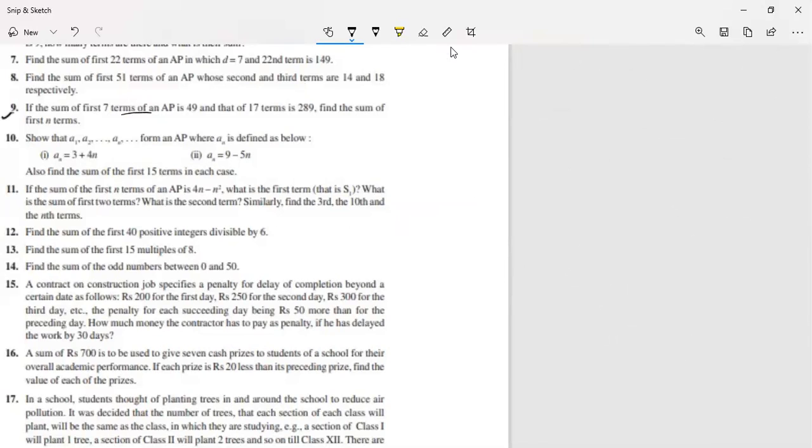Find the sum of the first n terms of an AP, if the sum of the first 7 terms of the AP is 49 and the sum of the first 17 terms is 289. Sum of the first 7 terms, S7, is equal to 49. Sum of 17 terms, S17, is 289.